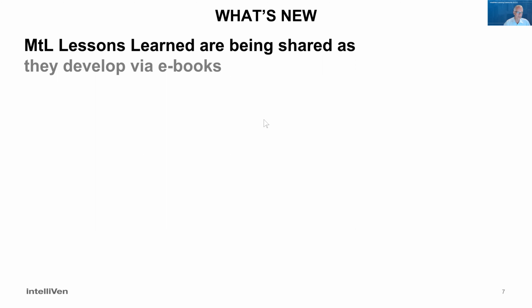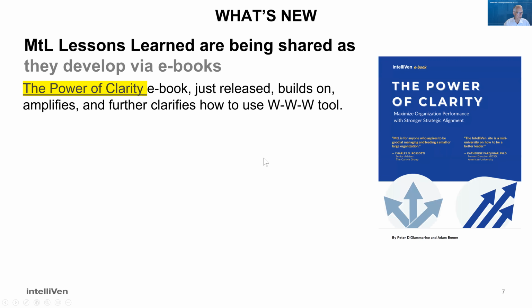But from time to time, our strategy is to also repackage and upgrade our content and push it out in the form of an ebook. So we've just released the Power of Clarity ebook, which focuses on the WWW, the what, who, why tool. We just released it last week. It builds on and amplifies and further clarifies how to use the WWW.